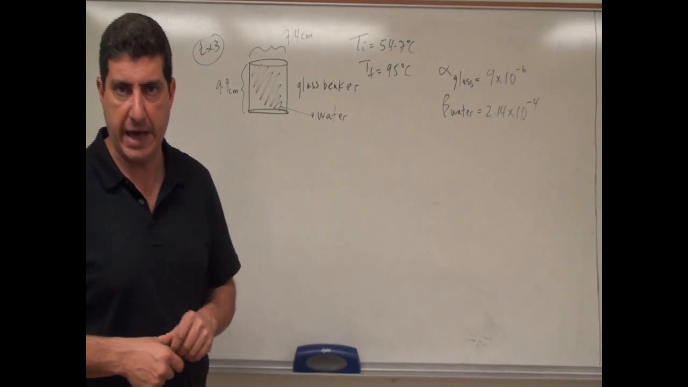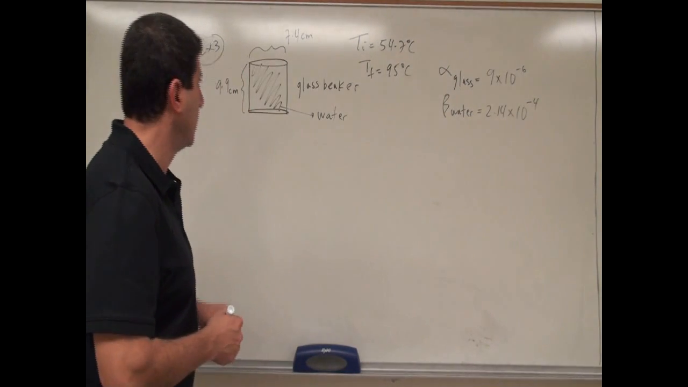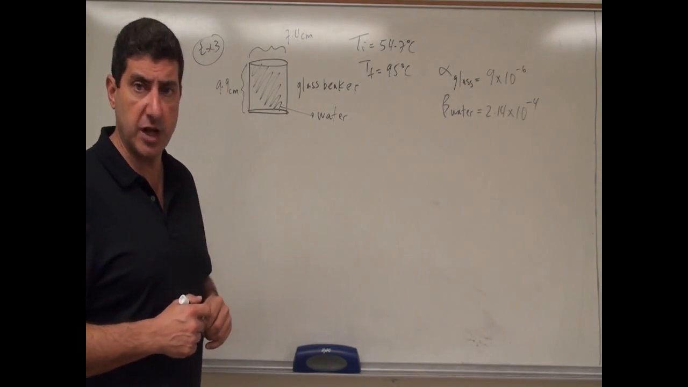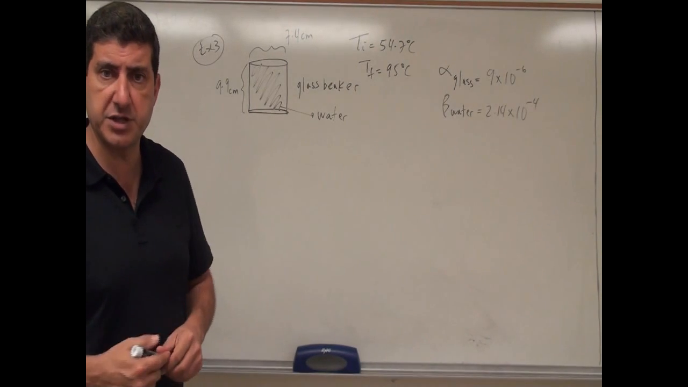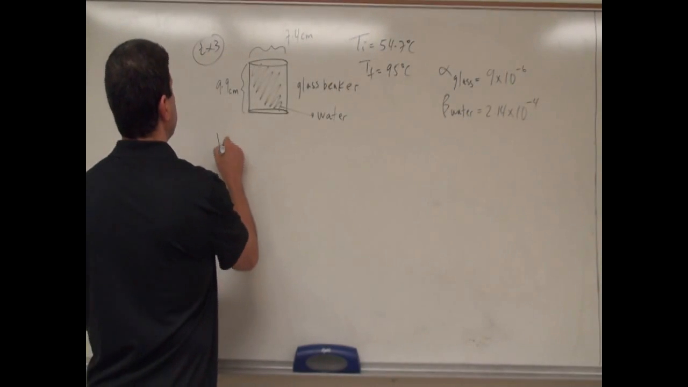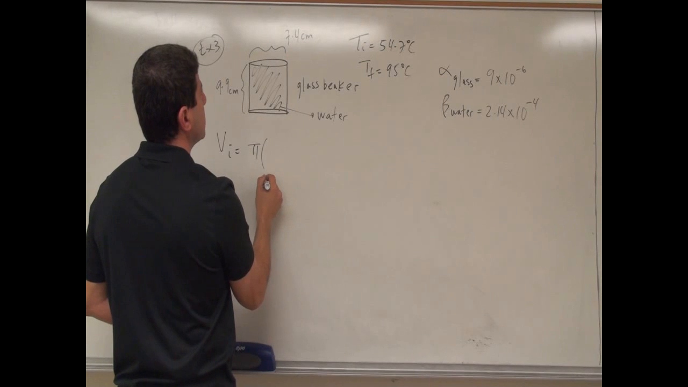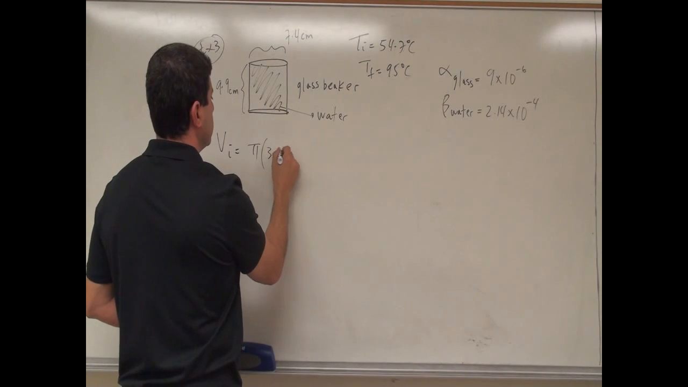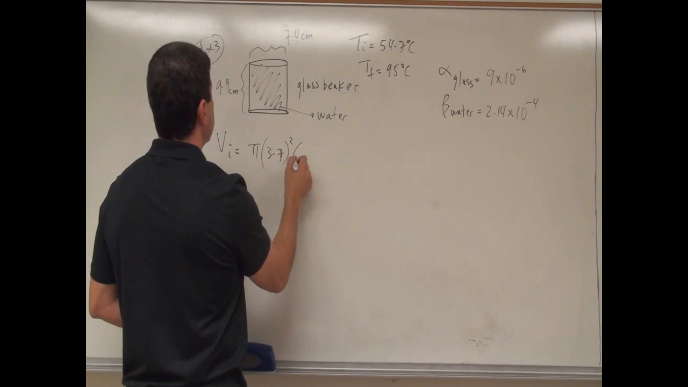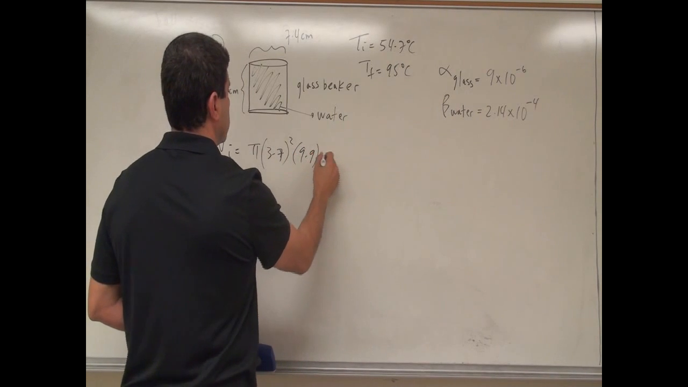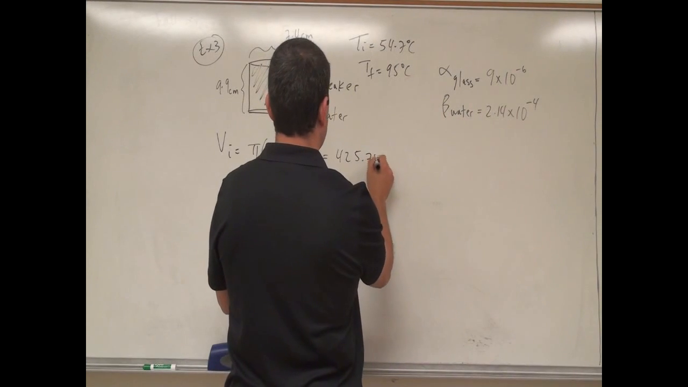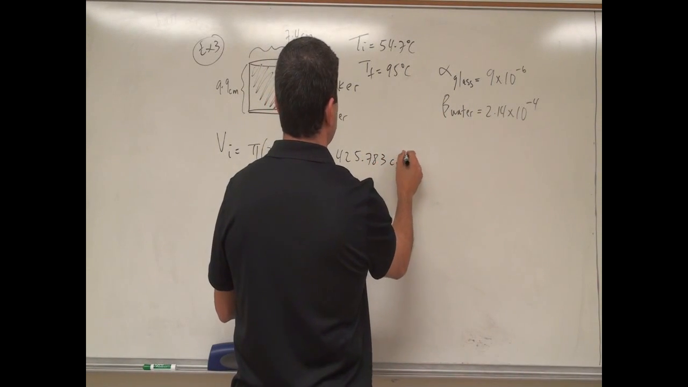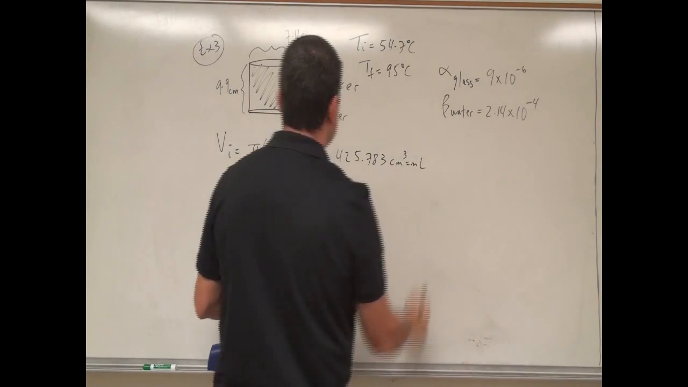So let's analyze what happens to this situation now. Let's calculate the initial volume of the glass, which is also the same as the initial volume of the water. The original radius is going to be 3.7 centimeters, pi r squared, and then the height is 9.9. That gives 425.783 cubic centimeters, or you can say milliliters.